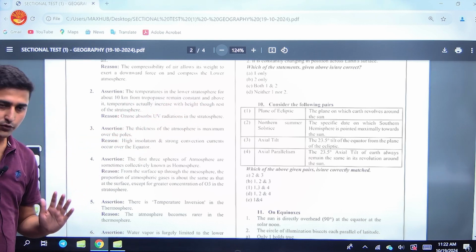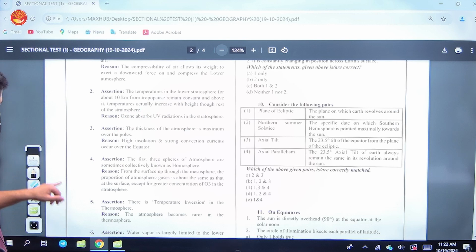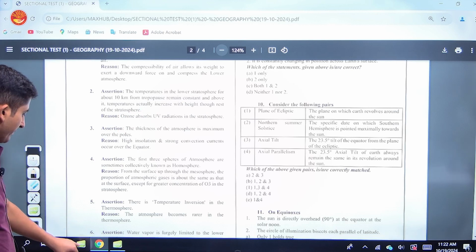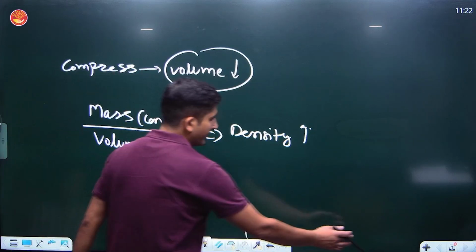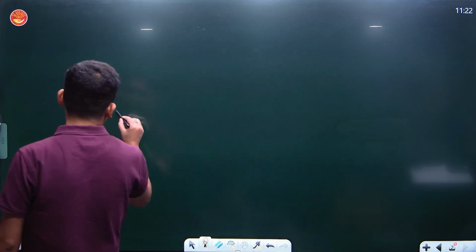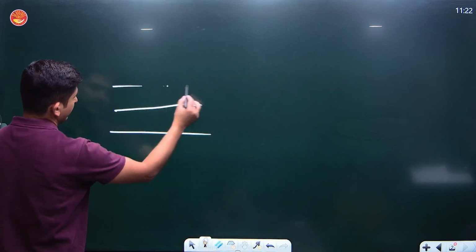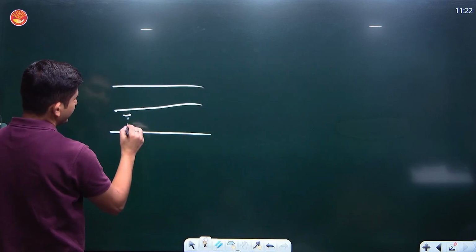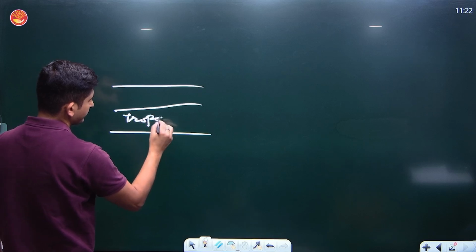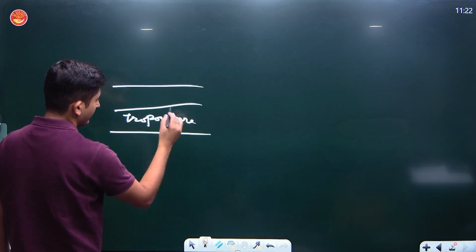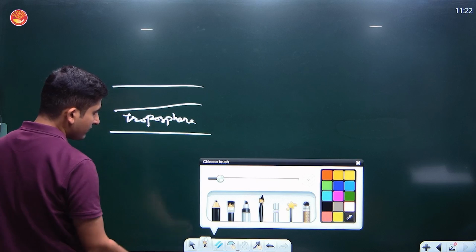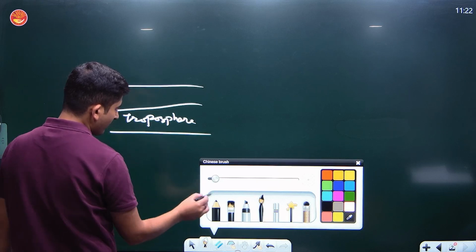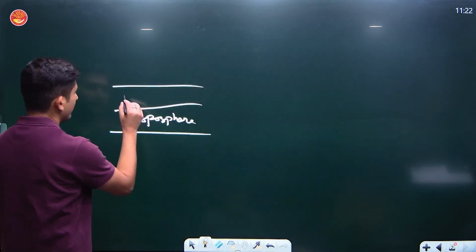Okay, if you remember, I have told you in the troposphere, if you remember, I have told you guys, there are 4 layers of this atmosphere. Okay, this is your troposphere, this is your stratosphere.